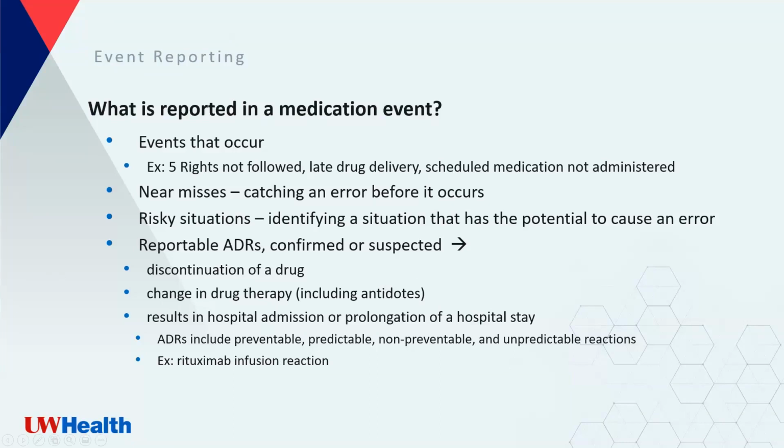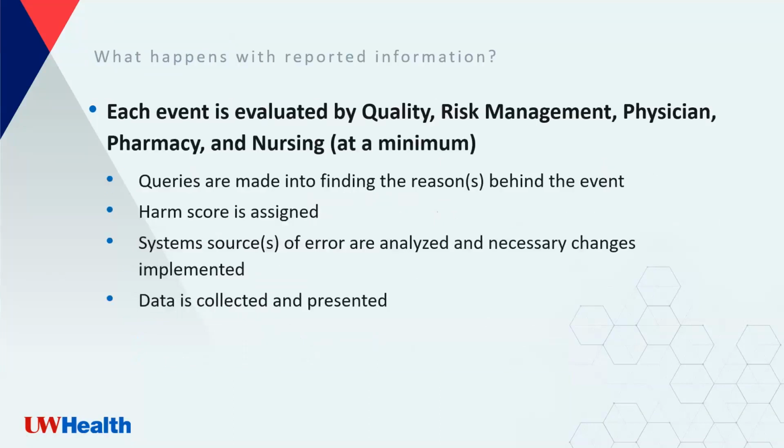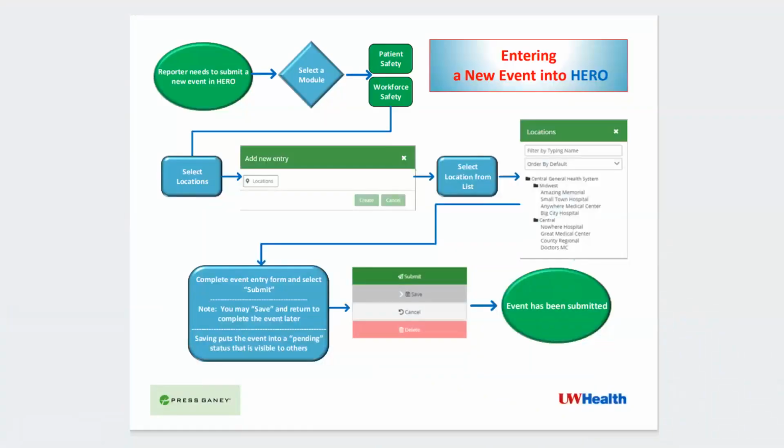For example, rituximab infusion reactions are reported fairly frequently. So each event is evaluated by quality, by risk management, by a physician, pharmacy, and nursing at a minimum. So we bring in respiratory therapy, we bring in lab as needed for these medication events. We really look at finding the reason that the event happened, and then changing the systems that allowed it to happen. And then data is collected also and presented. So we do monitor chemo errors for the year, for example. This is just for your own reference, and it's a guide to how to enter a new event into HERO.